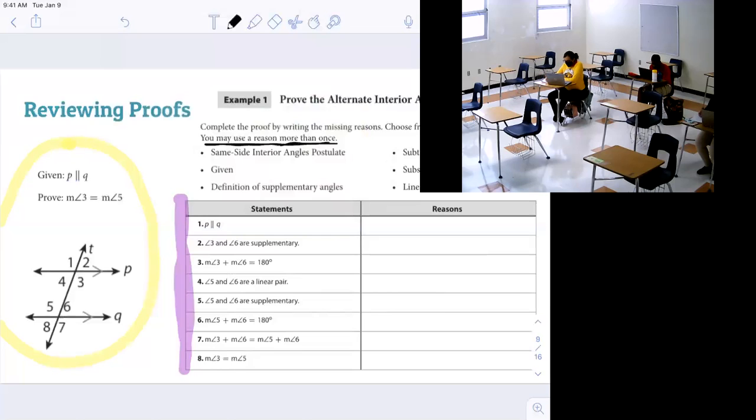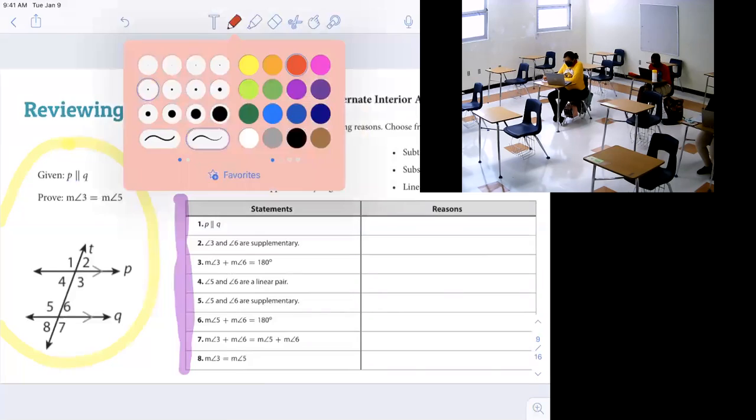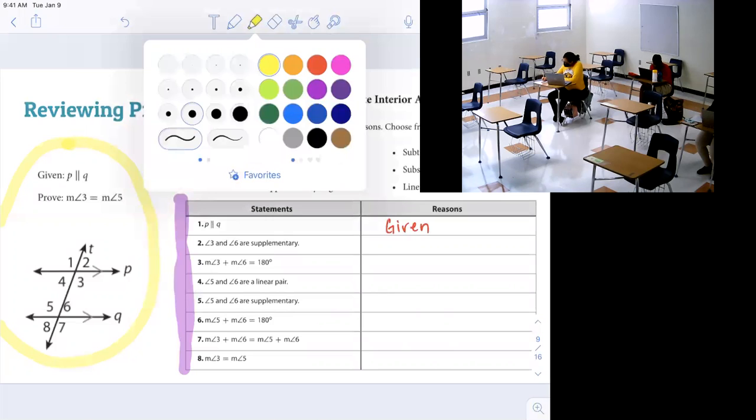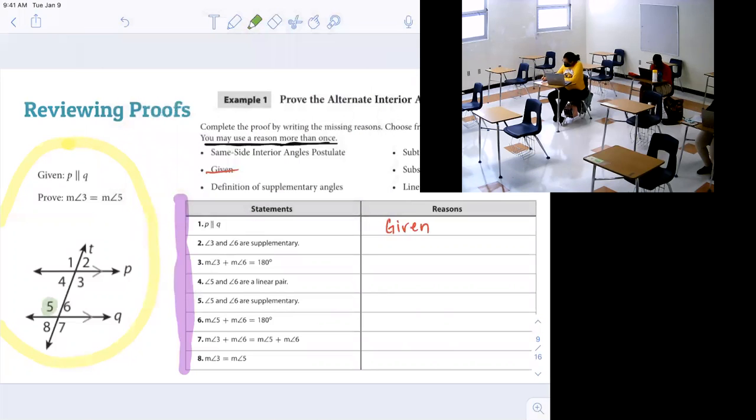So Tyrone, I know you're eager to give us the first one. What's the first one always going to be? Given. Good. We start with what we're given. And from there, we're trying to prove that angle 3 equals angle 5. So let's keep that in mind. This is what we're trying to prove. But we need to use all of these definitions in order to do so.